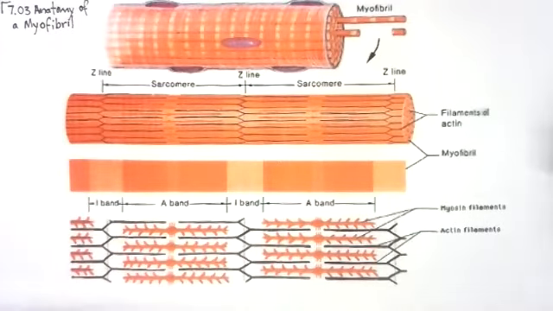All right, welcome to Anatomy Lesson 7.03, the anatomy of a myofibril. So what we're going to do in this video is get down the rest of our vocabulary that we're going to need to talk about sarcomere contraction. So let's talk about these diagrams first.